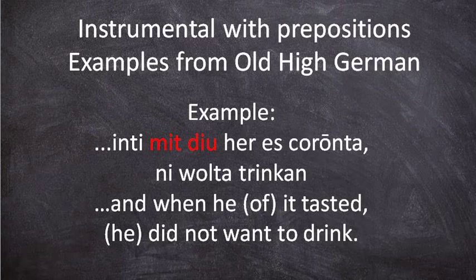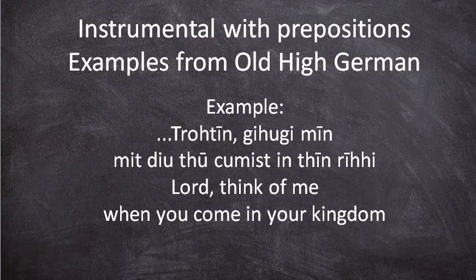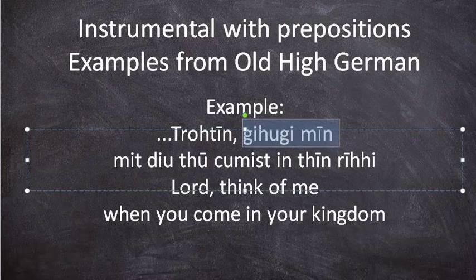So here's another example. We have Trochtin, Gehugi mein, mit diu thu kumist in thine Rihi. Lord, think of me when you come in your kingdom. I love this because it's so easy to read and very straightforward. So we got Trochtin, my Lord, and then we got Gehugi mein. This is the singular imperative of Gehugigen, meaning to think of, and it takes the genitive here.